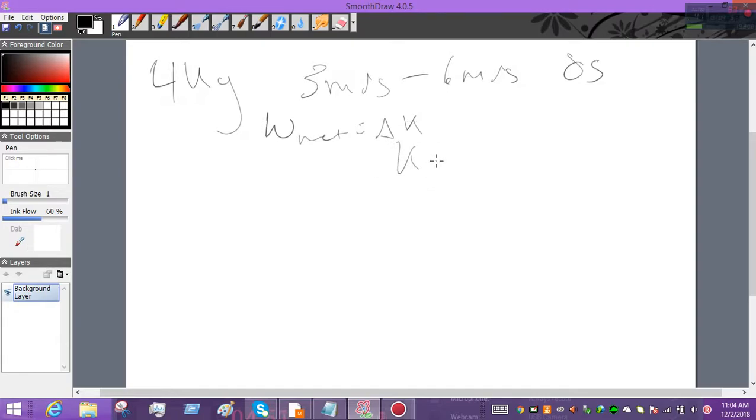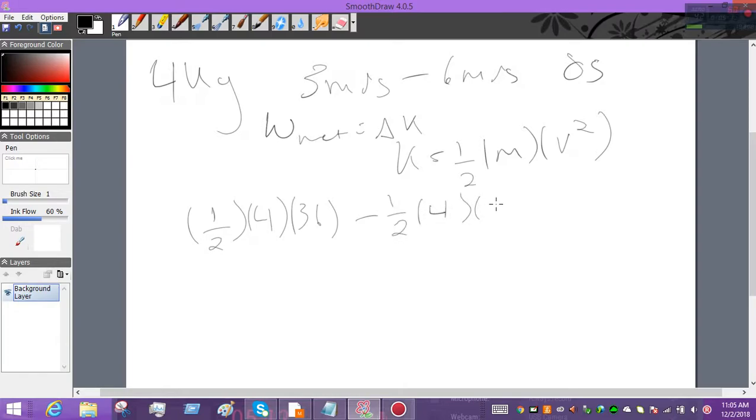And kinetic energy equals 1/2 times the mass times the velocity squared. So if we solve for the change, it's final kinetic energy minus initial kinetic energy. So we've got 1/2 times 4 times 36, which is 6 squared, minus 1/2 times 4 times 9, because 9 is 3 squared. If I quickly do some math, that would be 2 times 36, which is 72, and then 2 times 9, which is 18.